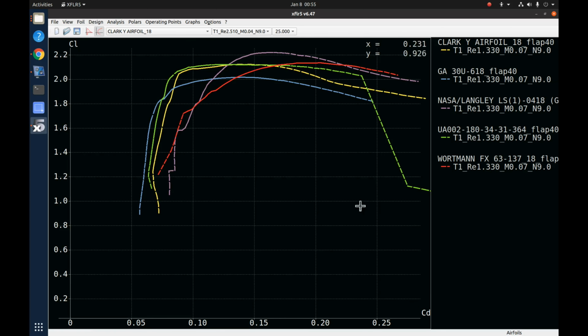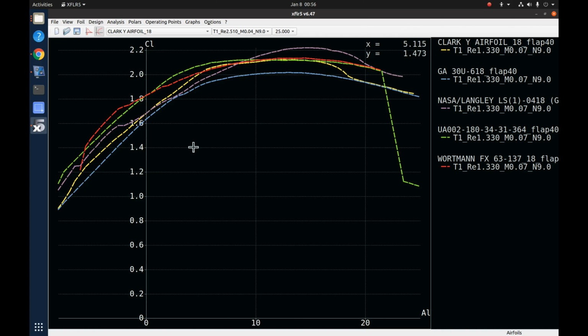Now, I don't think that looking at this particular plot makes a whole lot of sense. We're actually trying to come in and land here, so we actually want a whole lot of drag, typically, to help us slow down. And all of these have really high drag at their maximum coefficient lift. Now let's go look at the lift.